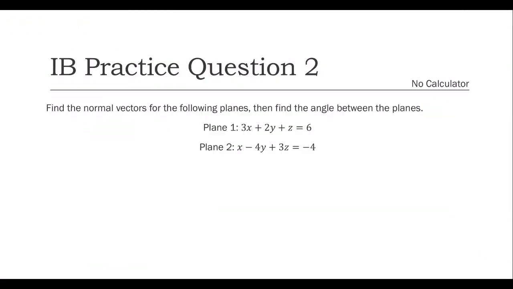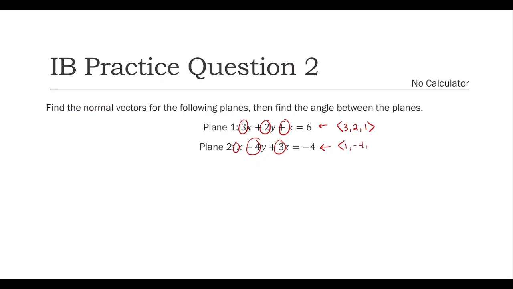Now we have our second IB practice question. It says find the normal vectors for the following planes, then find the angle between the planes. So our components of the normal vector are going to be our x, y, and z coefficients in our Cartesian form. So here, our normal vector would be 3, 2, 1. And here, our normal vector would be 1, negative 4, 3. So these are our normal vectors.